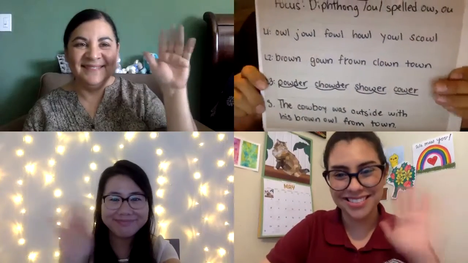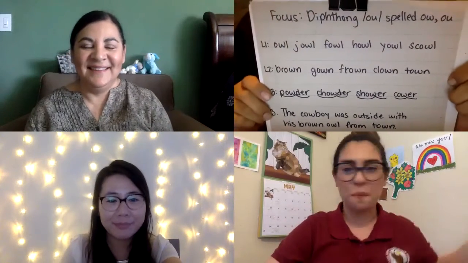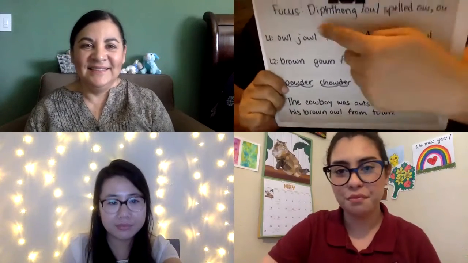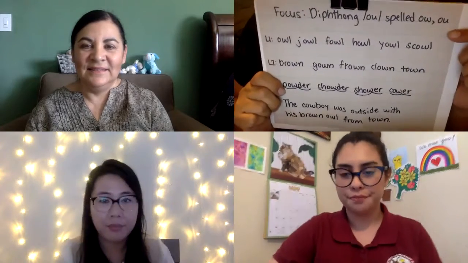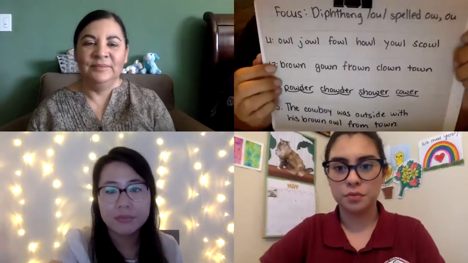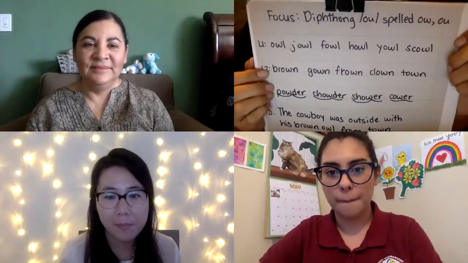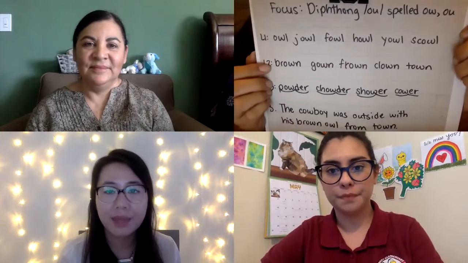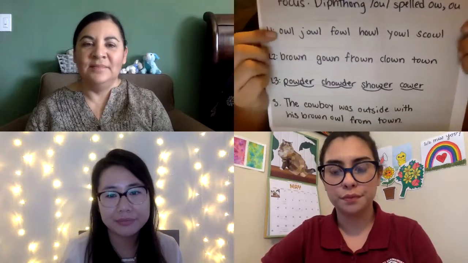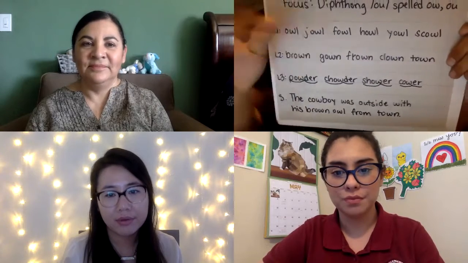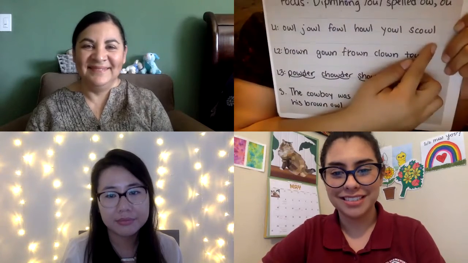Hi, everyone. Welcome back to another round of phonics with the focus on the diphthong ow, spelled O-W or O-U. In these words, you will only find O-W, O-U saying ow. What's it going to say? Ow. What's it going to say? Ow. Oh, I hope it was a sneeze instead, but no. Oh, wait. Let's take a look at these set of words.